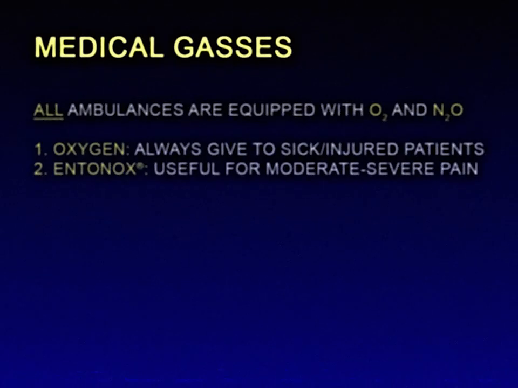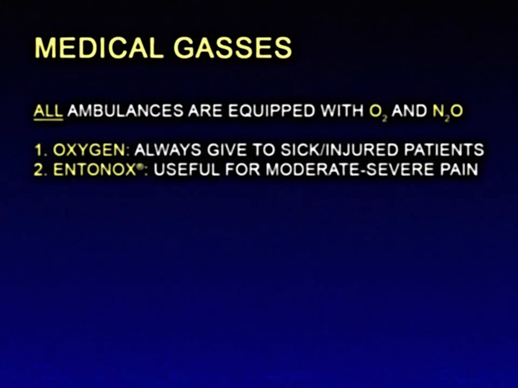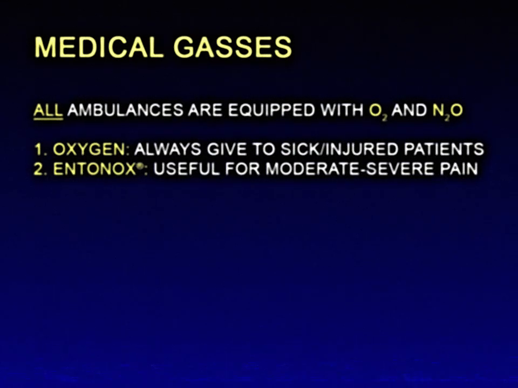There are two main medical gases available on your ambulance, oxygen and Entonox. These gases are compressed into cylinders, which can be conveniently carried. Oxygen is the primary treatment for hypoxia, meaning low levels of oxygen in the body. It should always be given to people with serious illnesses or injuries. When in doubt, give oxygen.